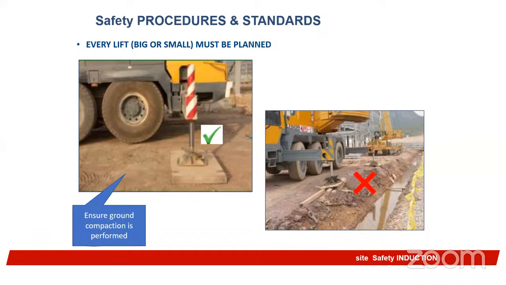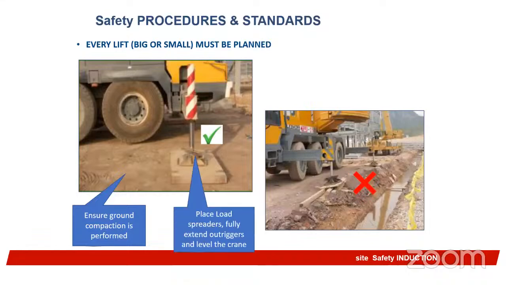Then the ground floor compaction. Make sure that the ground floor where you want to place your outrigger, the platform itself, is strong and firm enough. And place load spreaders, fully extend the outriggers and level the crane. Load spreaders are the base plates. We basically call them base plates at the base of the outrigger that help to spread the load across the floor, and make sure that the floor is also compacted properly.